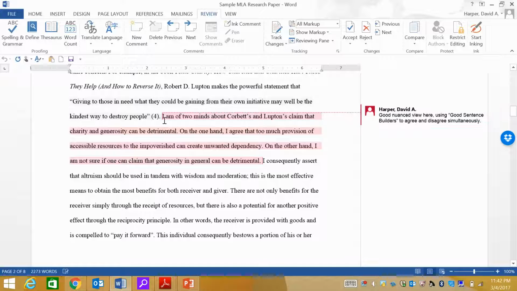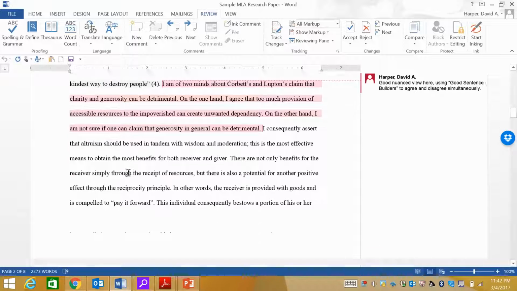I see that I am of two minds about Corbett and Lupton's claim that charity and generosity can be detrimental. On the one hand, I agree, but on the other hand, I'm not sure if one can claim that generosity in general can be detrimental. See, she's got a good, subtle, nuanced perspective. She's using the I agree here, I disagree there. It's good, thoughtful writing. She's using the good sentence builders to good effect here.